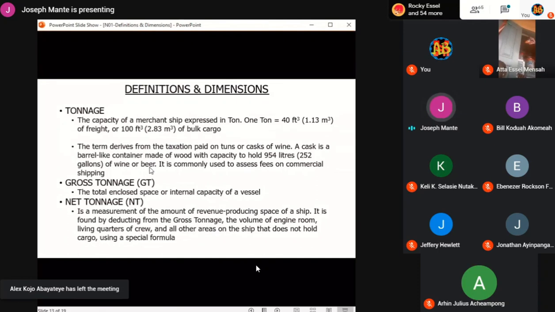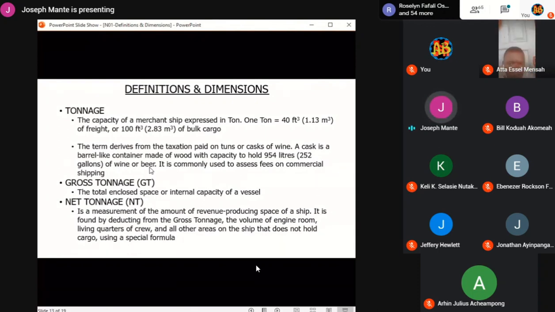So the owner tells the one who is designing, maybe the capacity of the ship I want should be 1,000 tons, or maybe I will be carrying a cargo of 1,000 tons. It means that you have to design a vessel with a cargo space that will fit the 1,000 tons. So we are saying that tonnage is the capacity of a merchant ship expressed in tons. The capacity means what the ship can carry. So we are saying the term is derived from the taxation paid on tuns of wine.